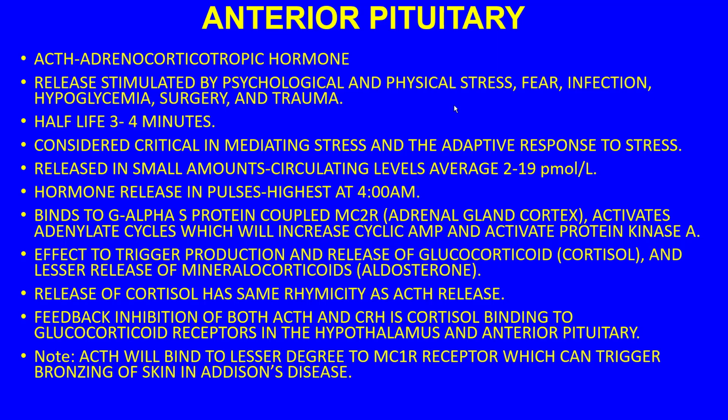Now, ACTH binds to a G-alpha S protein, which is coupled with the MC2R. This is a receptor located in the adrenal gland cortex. It activates adenylate cyclase, which will increase cyclic AMP, as well as activate protein kinase A. The effect is going to trigger the production and the release in the adrenal gland of glucocorticoid, which we also call cortisol, and to a lesser degree, we're going to get a release of some of the mineralocorticoids, aldosterone.